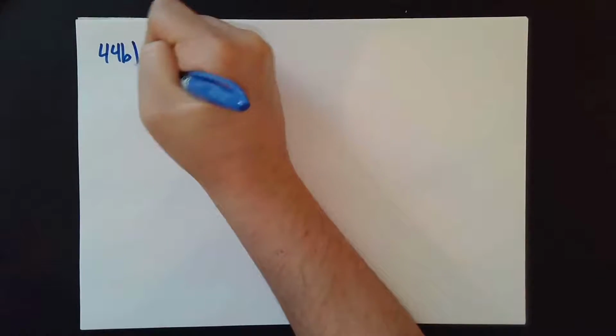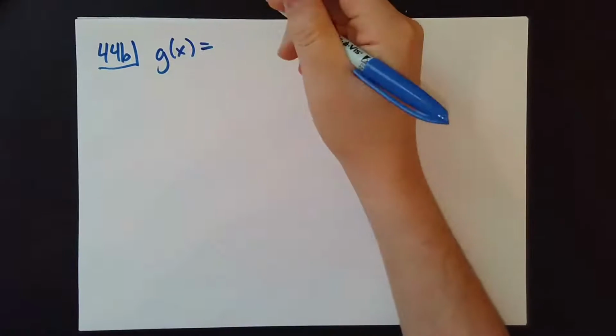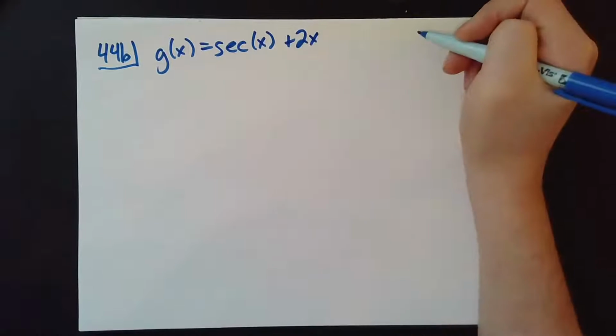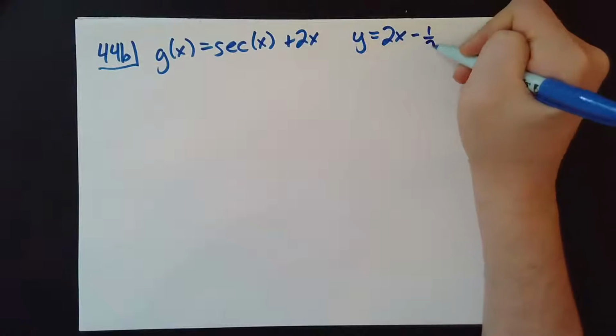Next up, 44. Let's see, so 44 is asking to find the spots on the graph where the tangent line is parallel to the shown line. So let's do 44b first. This is secant of x plus 2x. And the given line is y equals 2x minus a half.